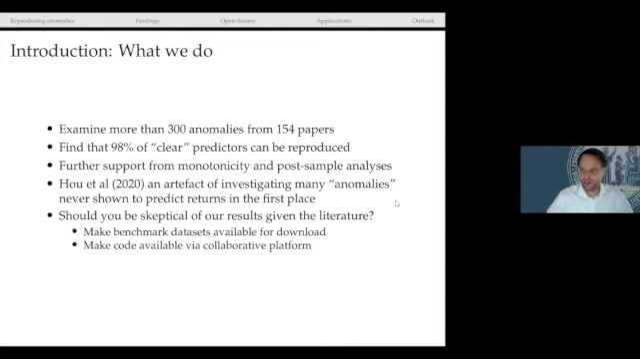Should you be skeptical of our results given the literature? Of course you should be. But what we do is we make the datasets available for download, and we also make the entire code available via a collaborative platform, GitHub, so that you can transparently see what we do, and you can also work with the datasets. So I think maybe the main service of the paper is that we provide code to generate all these signals, and also if you don't want to dig into the code, we also provide benchmark datasets, similar to the French database, but for the entire universe of predictors that are part of our study.